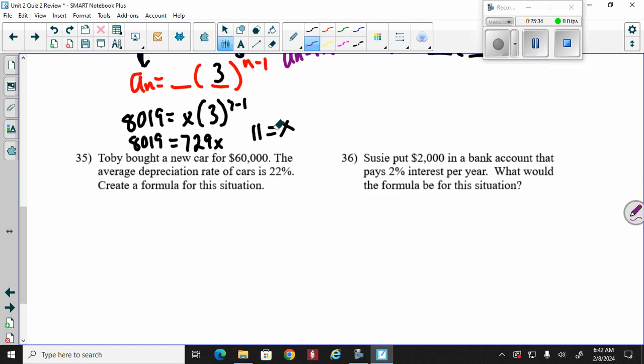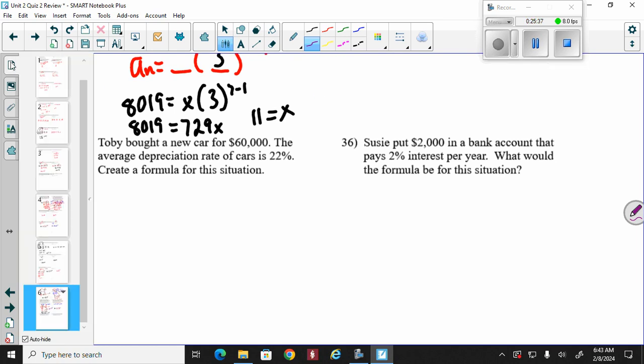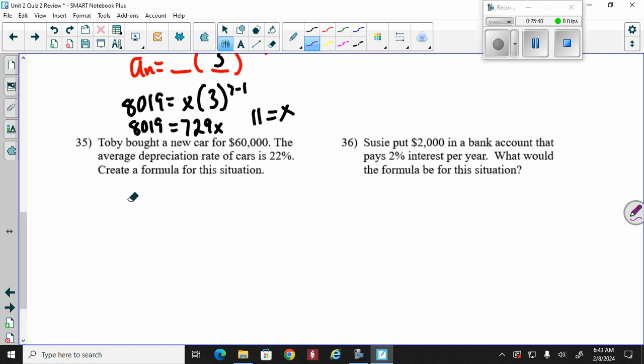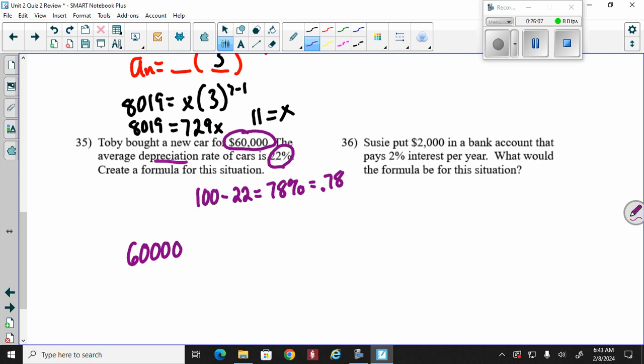Toby bought a car for $60,000. The average depreciation rate is, I think this is it. Oh, this is it. Create a formula. So depreciation means you're going down. Now, if you remember, guys, if you're ever going down, that means you're going to take the percentage and subtract it from 100%, and that would give you 78%, which we will convert to 0.78. That's going to be your R. And my first term is what the car started off with being, so 60,000, parenthesis, 0.78, n minus 1.